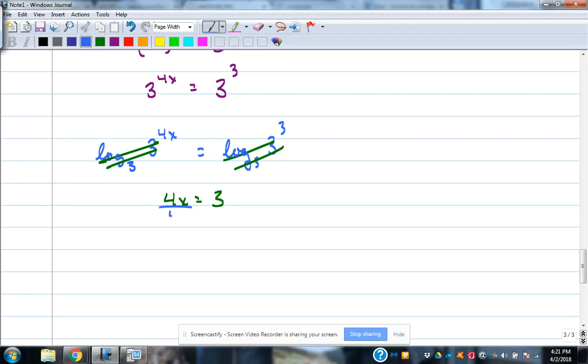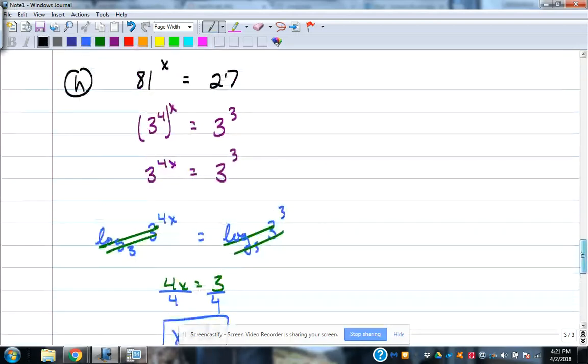Okay, so here we just divide by 4. The x is 3/4. And that works in that problem. It gives us the right answer. We didn't have a log in the original, so we don't have to worry about it turning negative on us.